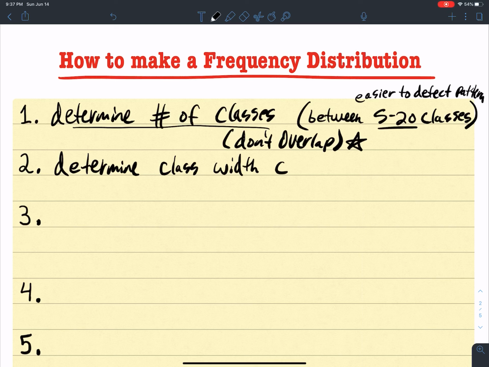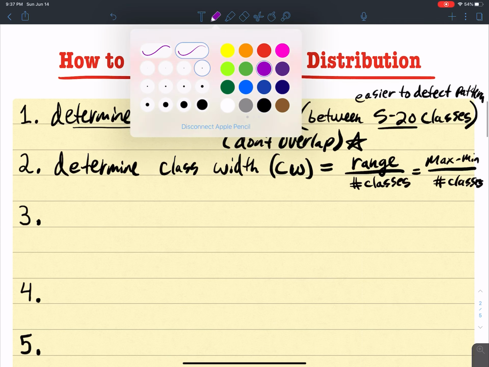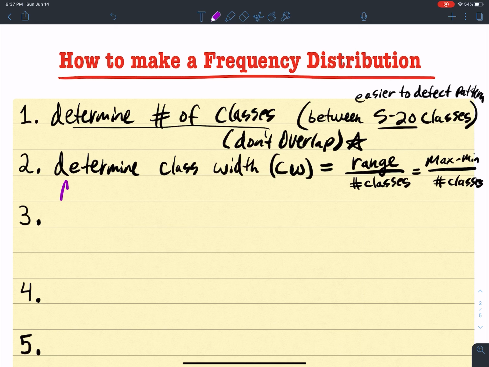So how do you calculate CW? Well, to get CW, you take the range divided by the number of classes. So that's the max minus the min divided by the number of classes. Now, the key to this part right here is you always round up. Always round up. This is the hard thing that students have remembering. So you always round up to the next whole number.